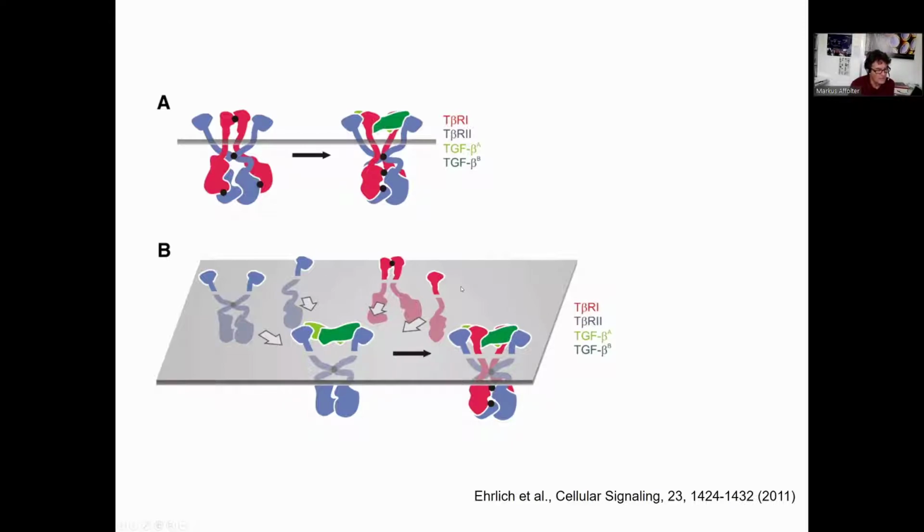How do you bring these components together? Having this structure doesn't show you the dynamics of bringing everything together. And at the end of the day, this is the key. As we said, molecules swim around. But swimming around, TGF-beta type 1 and type 2 receptors don't do anything. They don't activate the pathway.